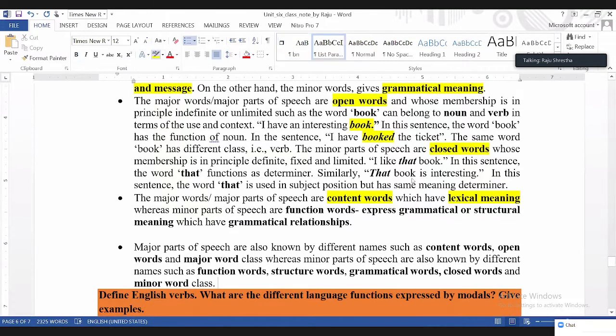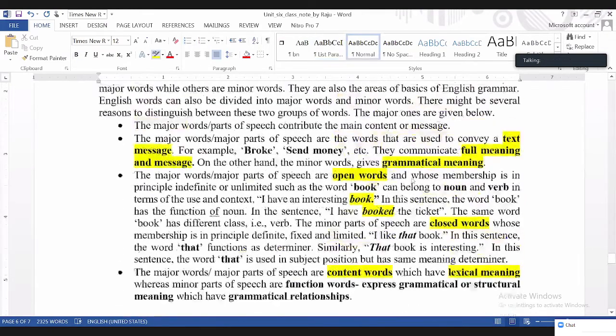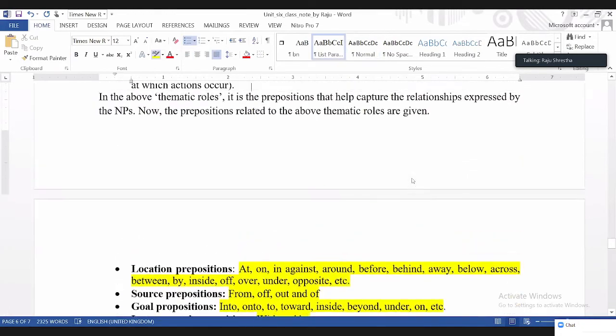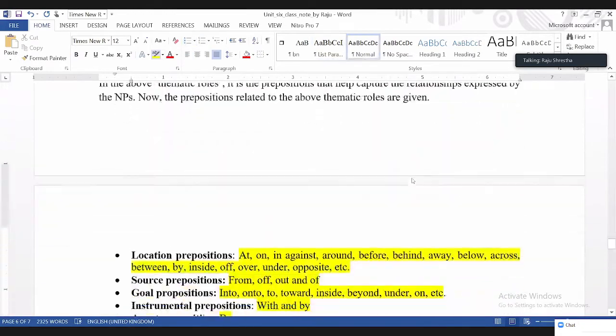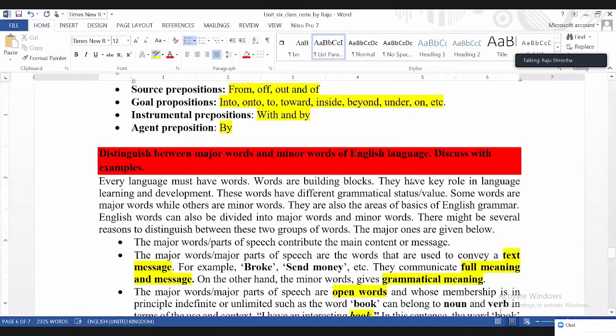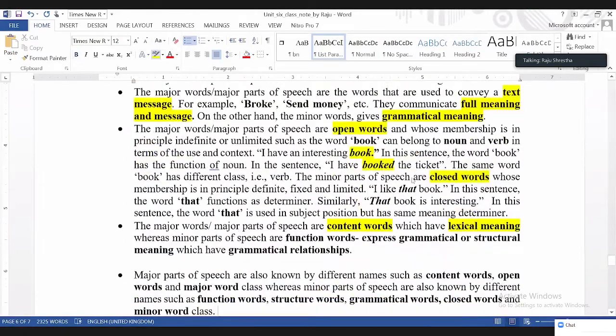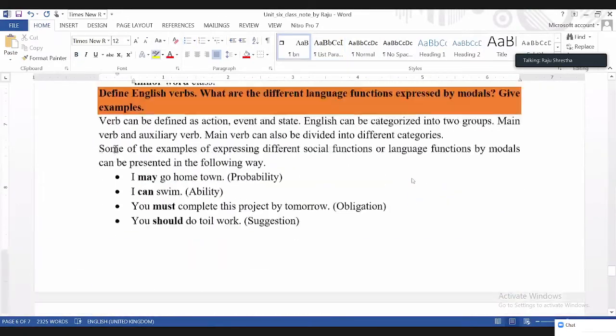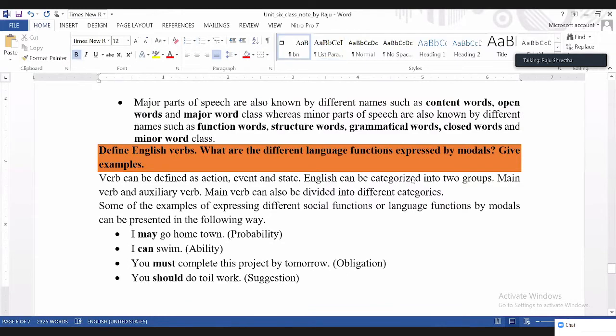In this way, major and minor words we can differentiate by these examples and points. यसरी चाहिँ हामीले यसलाई डिस्टिंग्विश गर्न सक्छौं हैन. So you also read, यसो पढ्न पनि पर्छ. We understand it. Then verbs मा जाँदाखेरि one question. यहाँ question छ verb बाट.